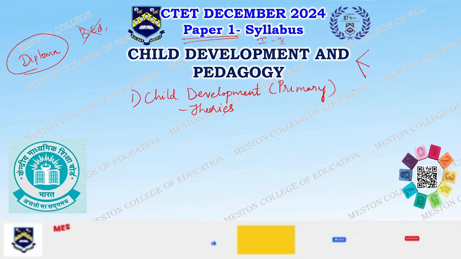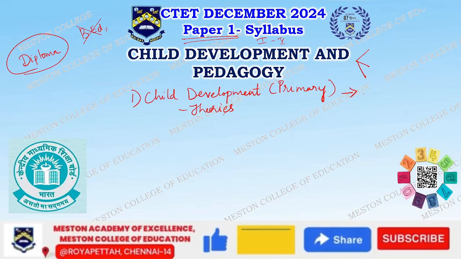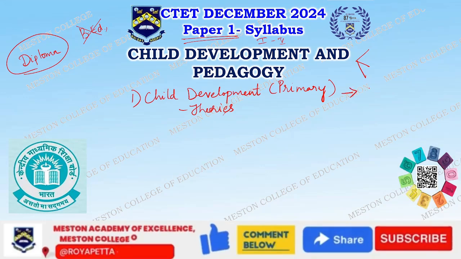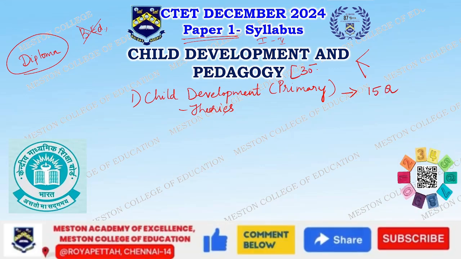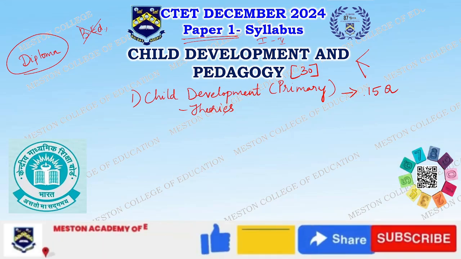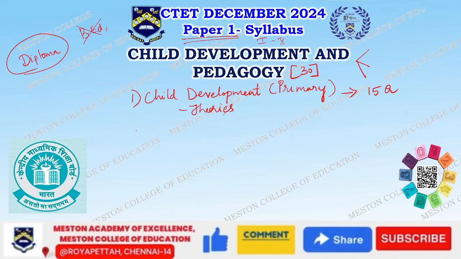So how many questions will be asked under child development? Under child development, you will be asked 15 questions. Totally you will have 30 questions, so out of 30, half of it is going to be from the child development concepts.